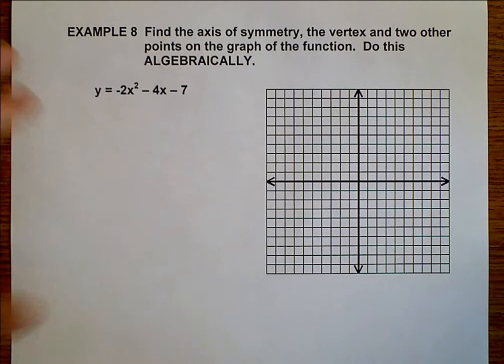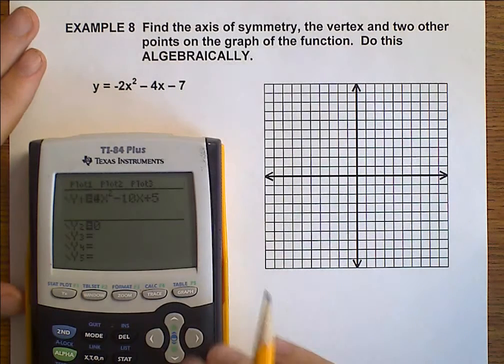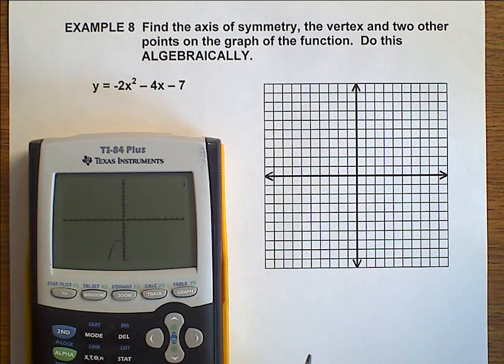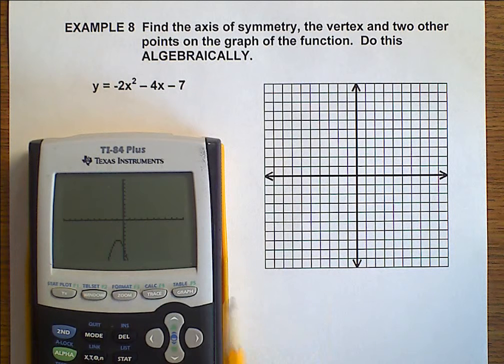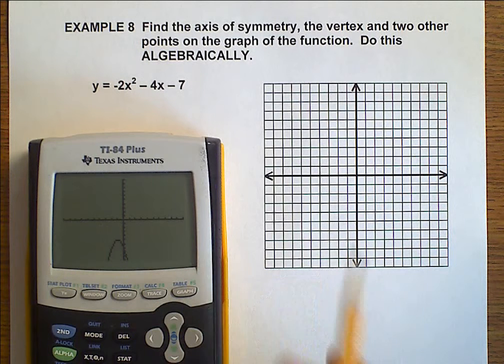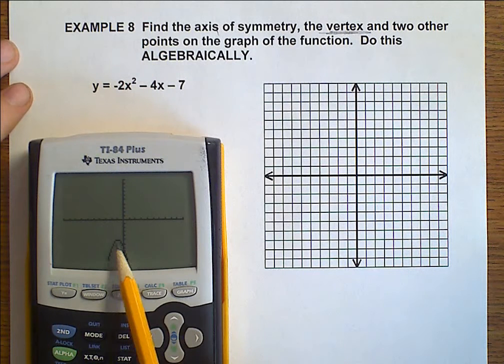So we want to find all the information about this. Well, we go to y equals. Let's go ahead and put this into our calculator. Negative 2x squared minus 4x minus 7. Okay, we see the graph. We're looking at it. Just double check, make sure. Negative 2x squared minus 4x minus 7. It does match. It looks way down here. Well, we need to find a few things. We need to find the axis of symmetry and the vertex. Well, let's find the vertex. This would be a maximum.